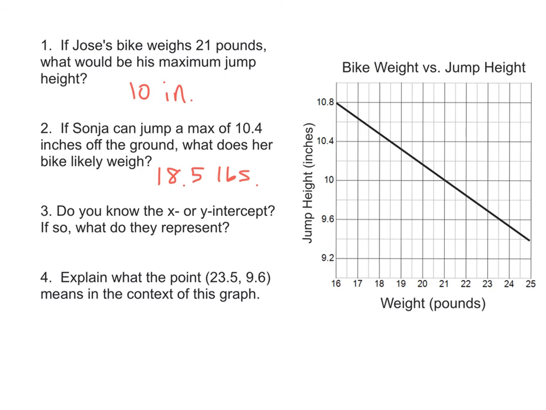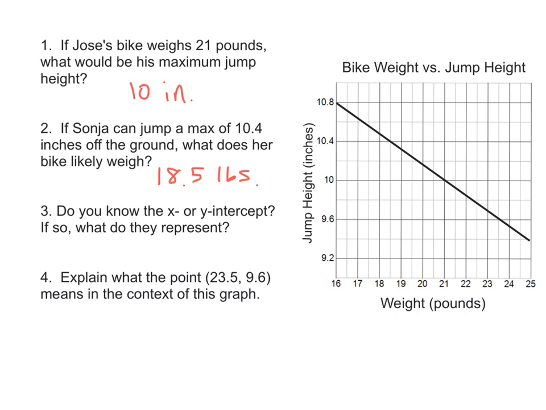And if we think about it some more, okay, so if the weight was 0 pounds, well, no bike weighs 0 pounds, so that wouldn't even exist. Could the jump height be 0? Yes, it could, if you have a very, very heavy bike. And I don't know when that would be, that you would have no height ability, but that's where that would be represented. All right, on to question number 4.